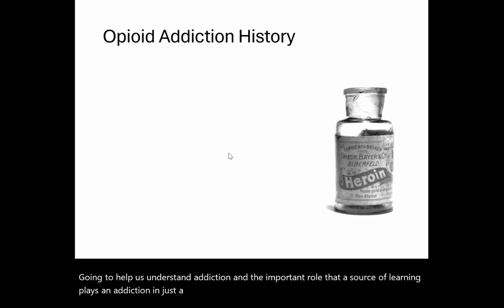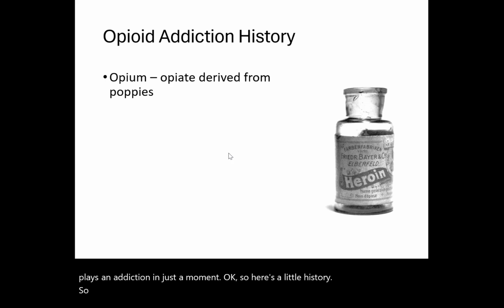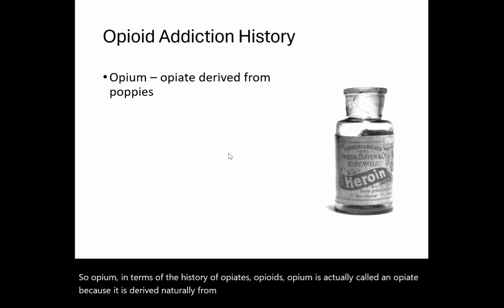Okay, so here's a little history. So opium, in terms of the history of opioids, opium is actually called an opiate because it is derived naturally from poppies. And people have been using opium for as long as we have history, right?